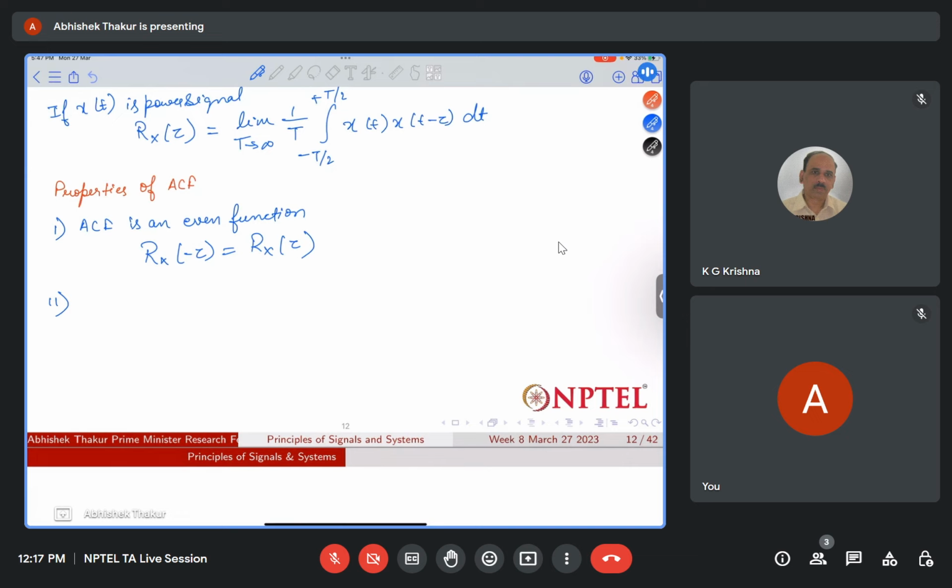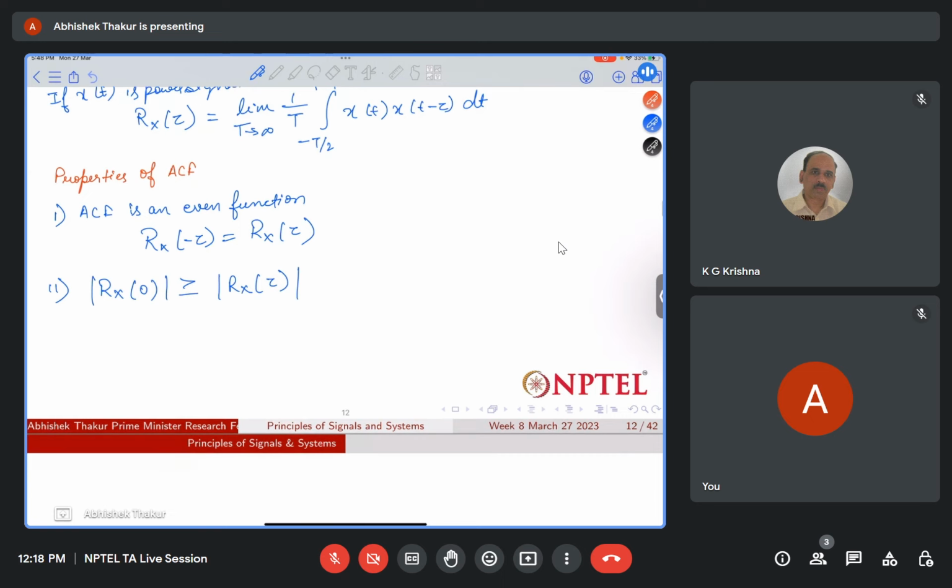Also, the autocorrelation function has its maximum value at the origin. So |Rx(0)| will be the maximum. It will be greater than Rx(tau) for any value of tau. It may be equal when tau is equal to 0.